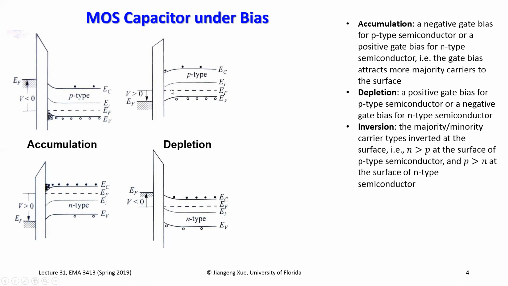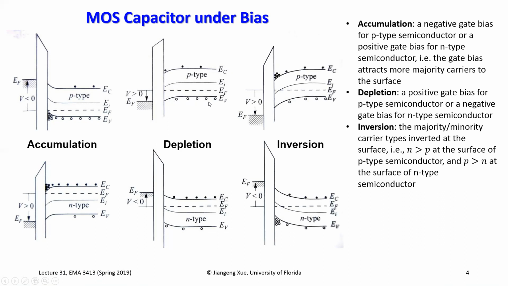Now, if we further increase the magnitude of the voltage bias in the case of depletion, then we can actually push the Fermi level across the intrinsic Fermi level. So we get into the situation so-called inversion. If you push enough holes out, then we can reduce the hole concentration so much that the hole concentration at the interface for a p-type semiconductor will be less than the electron concentration at the surface. Or in the n-type case, we can push away so many electrons such that the electron concentration at the surface will be lower than the hole concentration at the surface. So basically, now the surface becomes n-type for a p-type semiconductor, or becomes p-type for an n-type semiconductor.